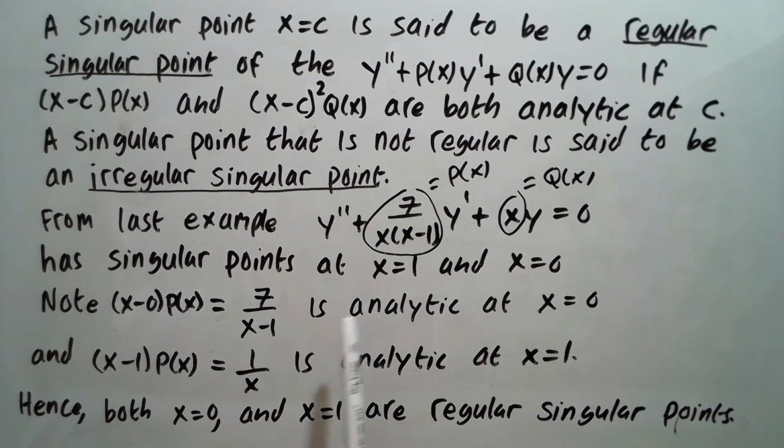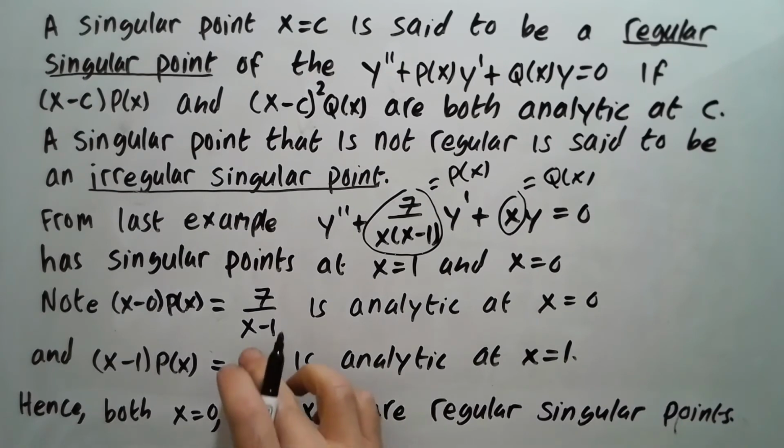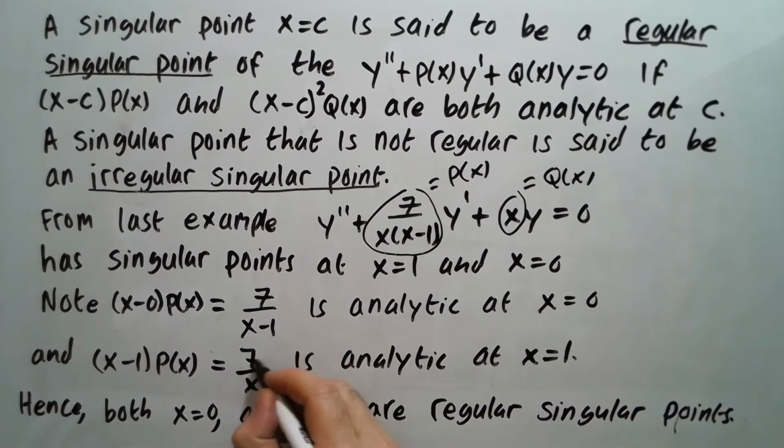And checking x equals 1. So if I look at x minus c times my p, x minus 1 will cross off with the x minus 1 here. It'll become 7, actually it should be 7 over x, and this is analytic at x equals 1. So therefore, both x equals 0 and x equals 1 are regular singular points.